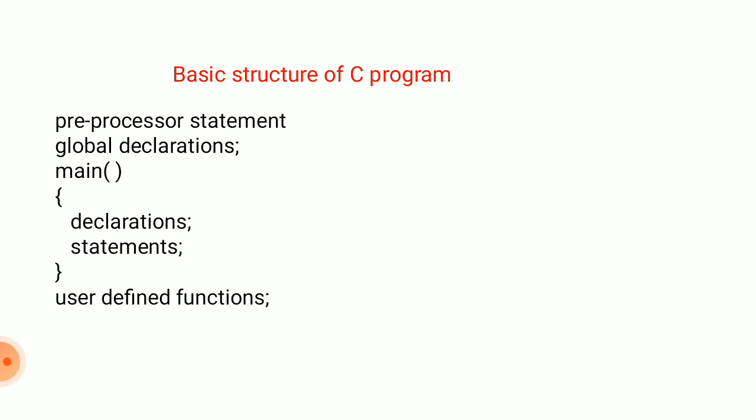And here we have some user defined functions, meaning the user can also define some functions in our program. Those are user defined functions. So this is the basic structure of a C program.